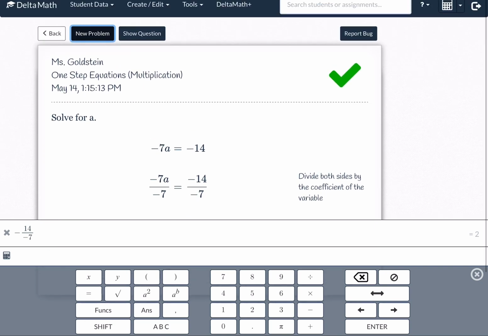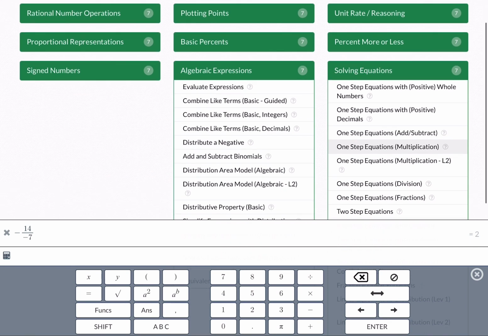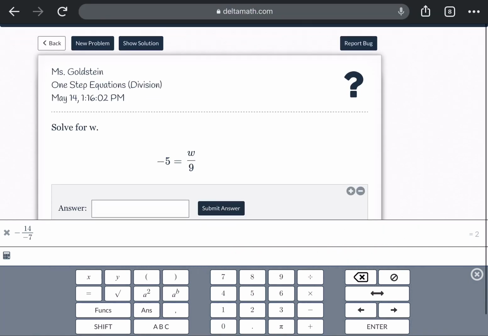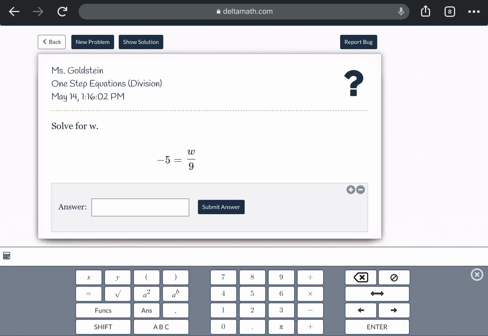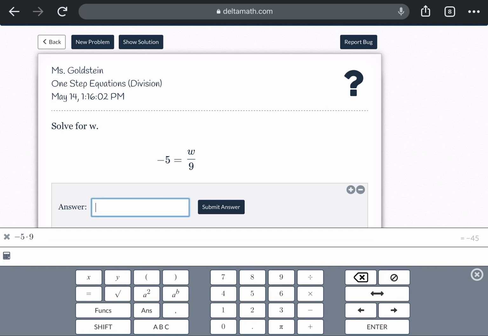Okay. Let's do the last type, which was division. So if the opposite of multiplying is dividing, the opposite of dividing is multiplying. I have w divided by -9 equals -5. I need to get rid of that -9. The only way to get rid of dividing by -9 is to multiply by -9. So I'm going to divide both sides. Sorry, I'm going to multiply both sides by -9. So I do -5 times -9. I get 45.